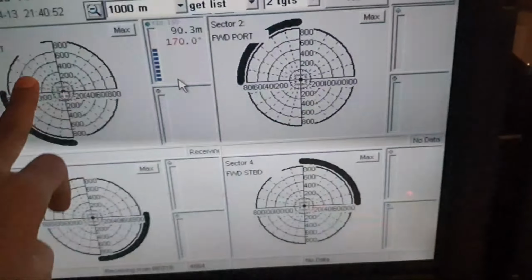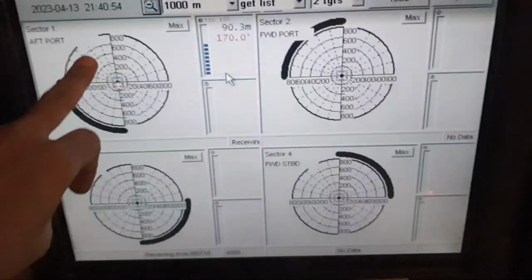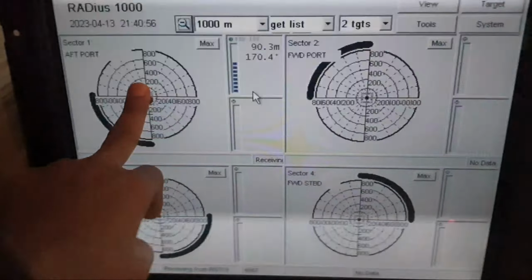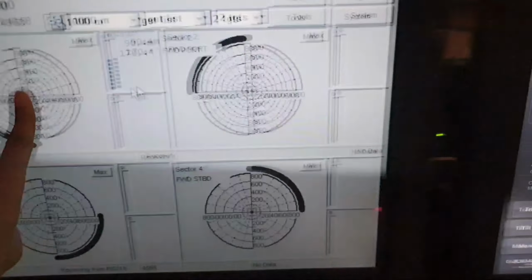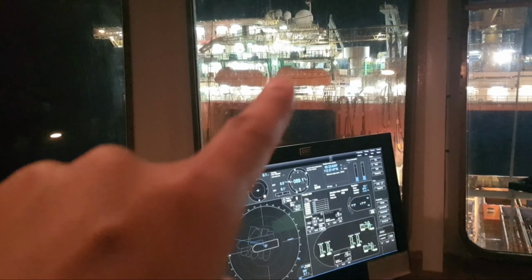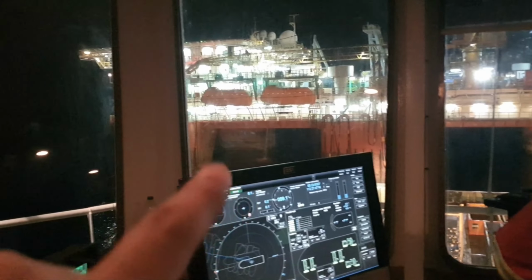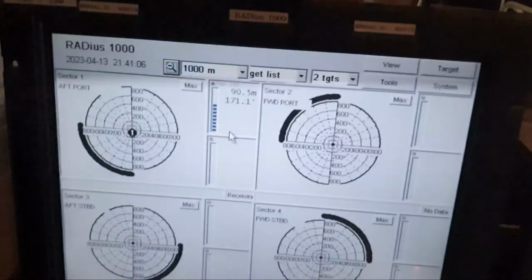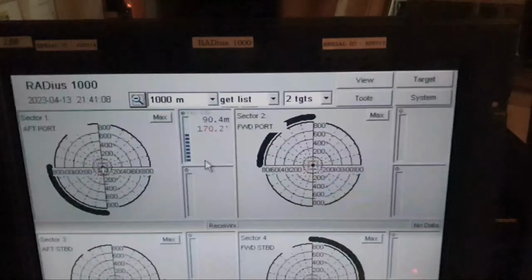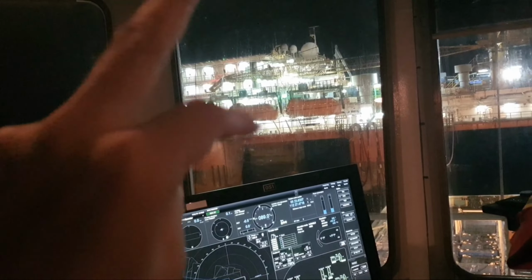There are interrogators and transponders. These four are the interrogators, which are placed on the monkey island at each corner of the vessel, which can cover 180 degrees forward and 180 degrees aft. It means a total of 360 degrees. And the transponder is placed on the offshore installation.